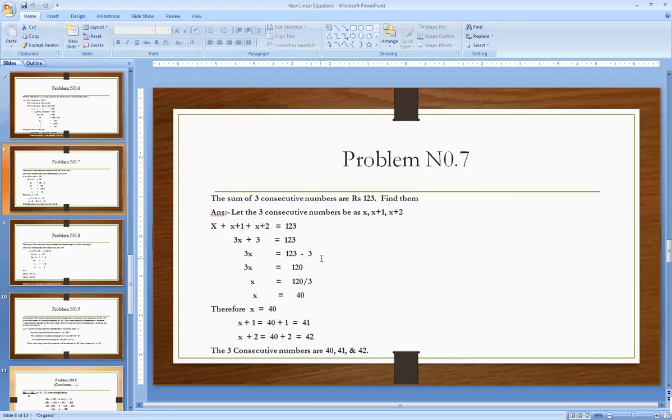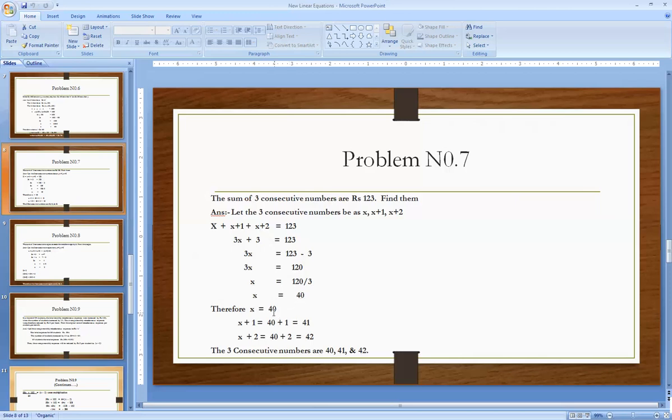Now we have to see how many x are there on the left side, that is 3x, plus 1 plus 2 is 3. This equals 123. And 3x equals, if you shift the plus 3 to the right side, it becomes minus 3. Therefore 3x equals 120. X equals 120 divided by 3. Therefore the value of x is equal to 40.